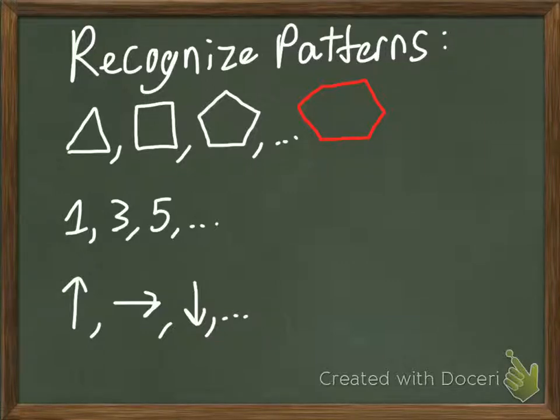So next we have 1, 3, and 5. Well, we go 1 to 3, that's plus 2. 3 to 5, that's plus 2. So the conjecture I'm going to make is that the next thing is going to be plus 2, which would be 7. In this last example we have an arrow pointing up, an arrow pointing to the right, an arrow pointing down. Well, it looks like there's only one other way for the arrow to go, and it looks like it should point to the left.